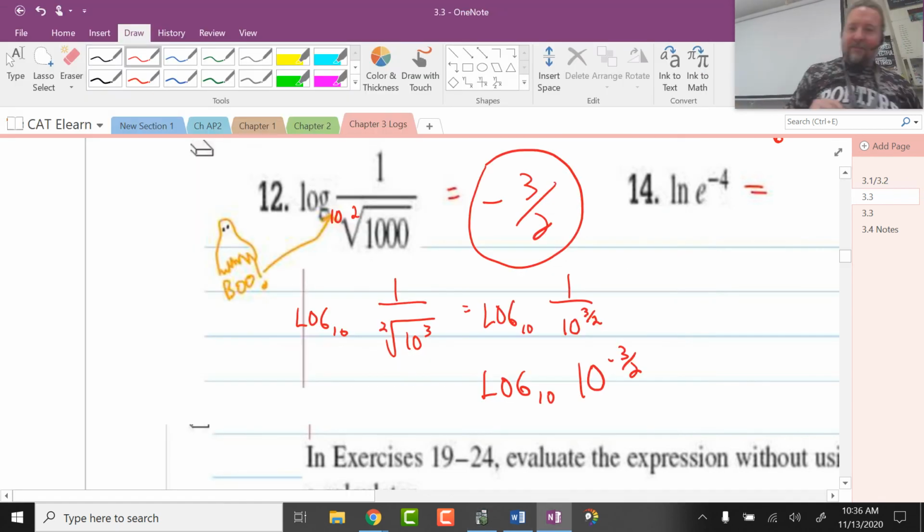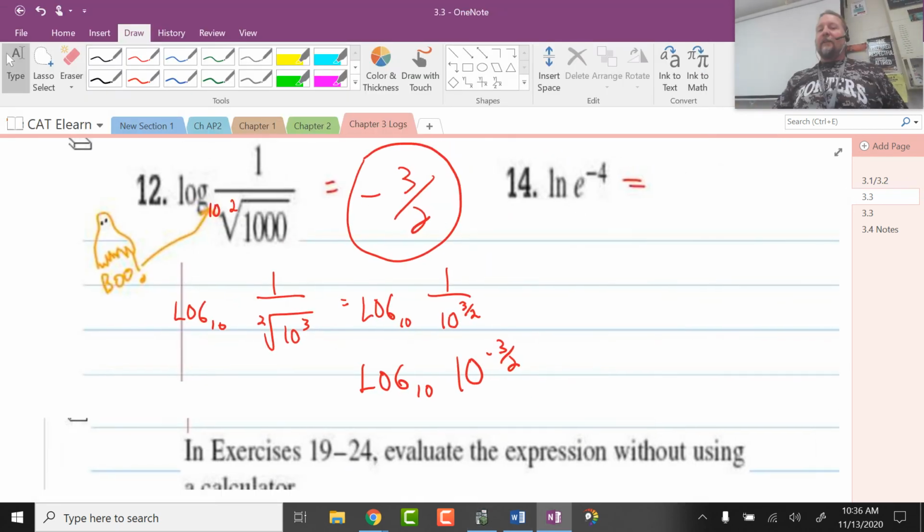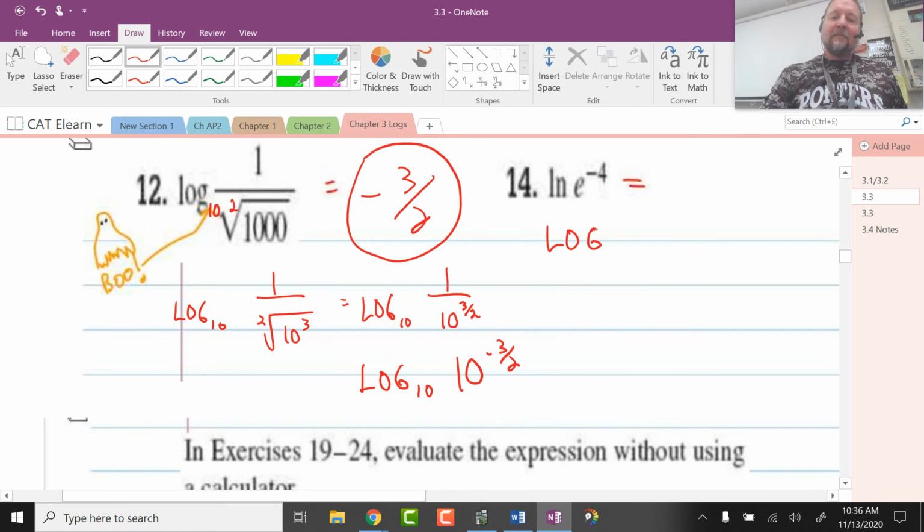Lucas. LN is log base what? Oh yeah, good. It's e. It's just log base e. So what does that become? What is this answer? Log base e of e to the -4th. What's the answer?